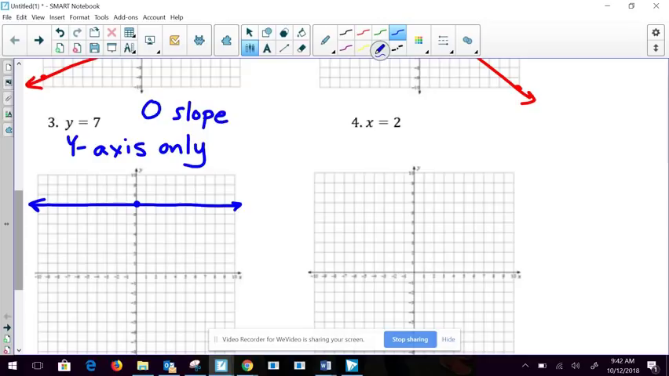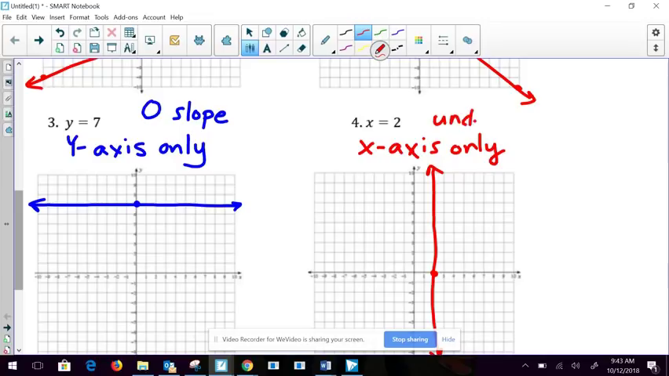Using that same idea, now number 4 is an x equals equation. So now it's the x-axis only. Same idea, except for looking at the x-axis instead of the y-axis. We're going to find the 2 on the x-axis and put a dot. And because it's only going to be that 2, we're going to draw a vertical line. So we draw a line all the way down through it. And so this line right here is our, you guessed it, our undefined slope instead.